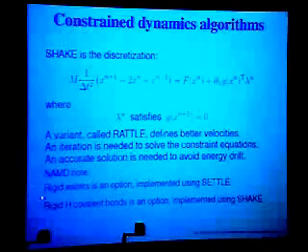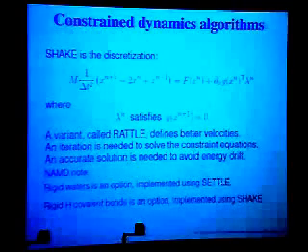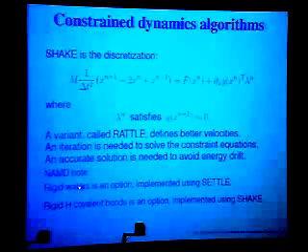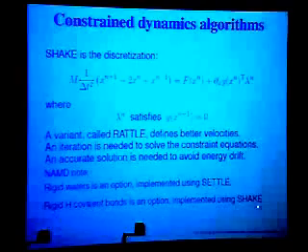So NAMD implements some constrained bond lengths. For waters, it uses an algorithm, which I believe is analytical, called SETTLE, because waters are rather special and unique. And for other covalent bonds to hydrogens, it uses SHAKE.